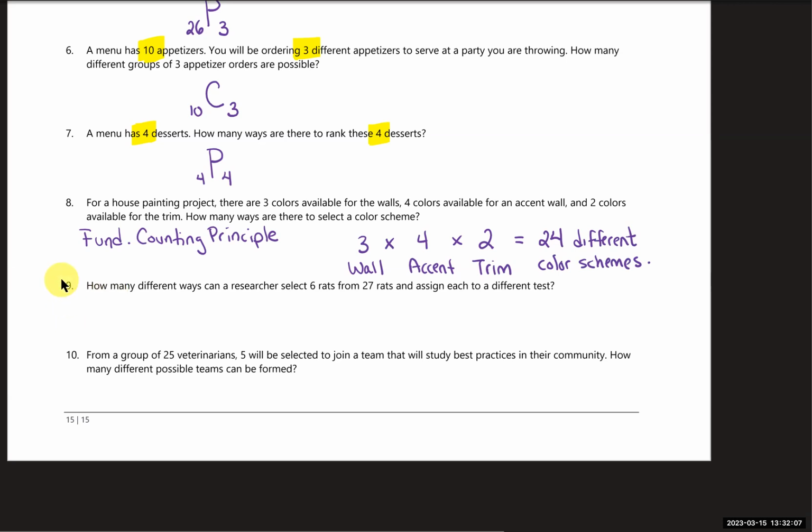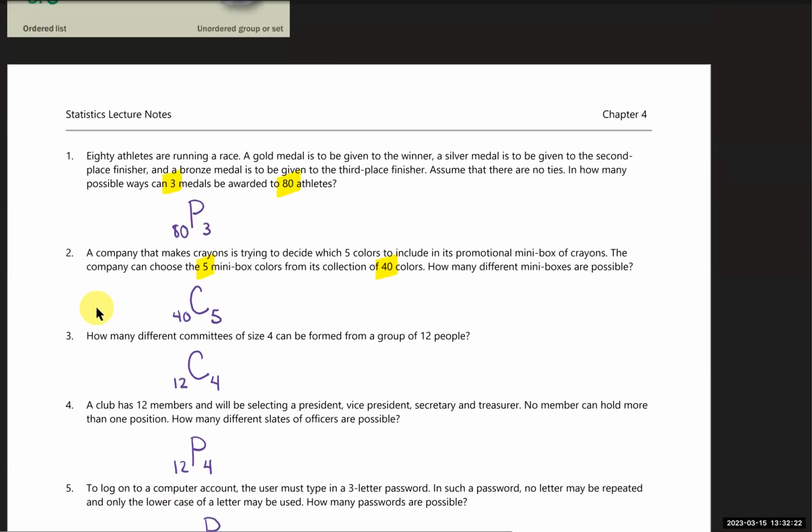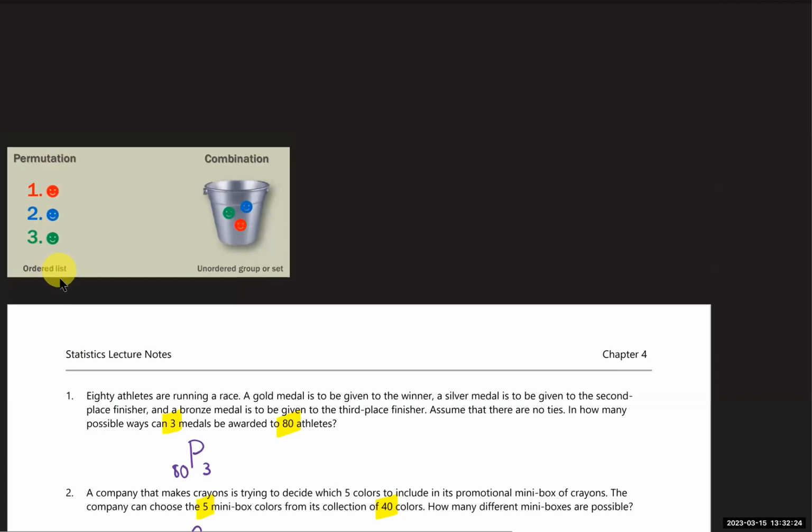Okay, number 9. In how many ways can a researcher select 6 rats from 27 rats and assign each of them to a different test? So the key here is if they're assigning them to a different test, I'm just going to return to my picture. It's sort of like this scenario again. If the red rat does task 1 and the blue rat does task 2, that would be different than putting the blue rat first and the red rat second, because they're doing different things.